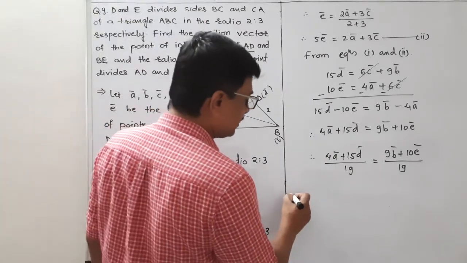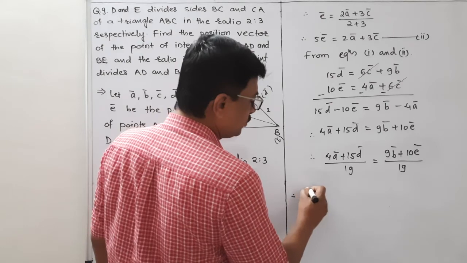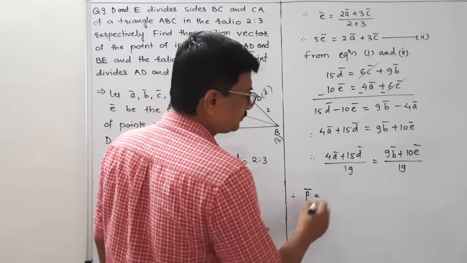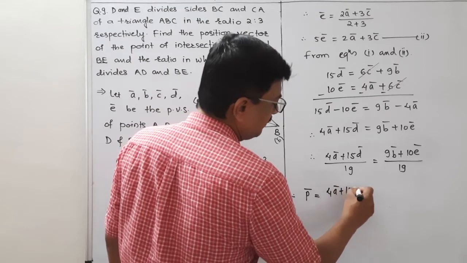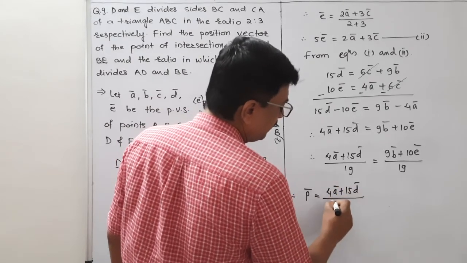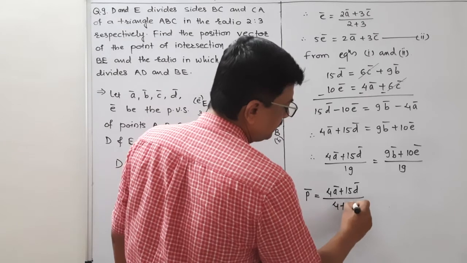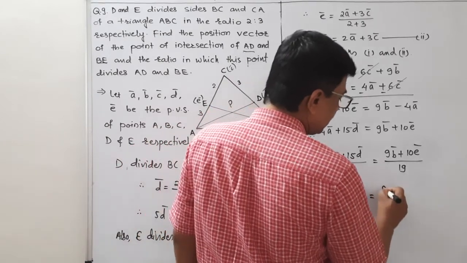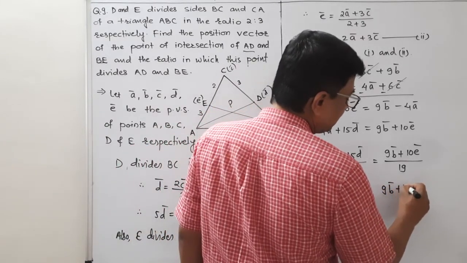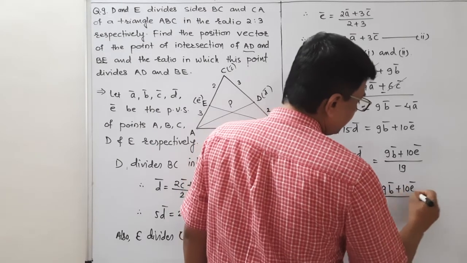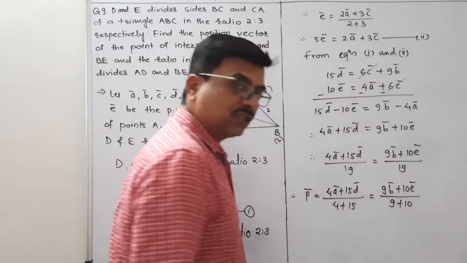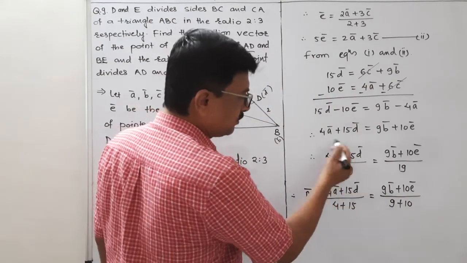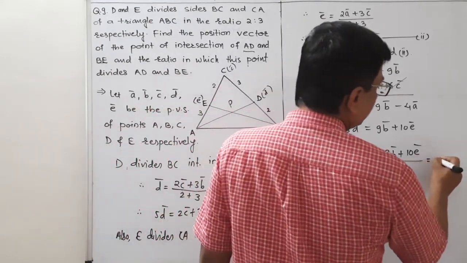These are nothing but the position vector of point P which divides AD and BE. Therefore, we can say that P vector is equal to (4a vector plus 15d vector) divided by (4 plus 15), that is nothing but (9b vector plus 10e vector) divided by (9 plus 10). It means we can say that it is nothing but the position vector of point P.